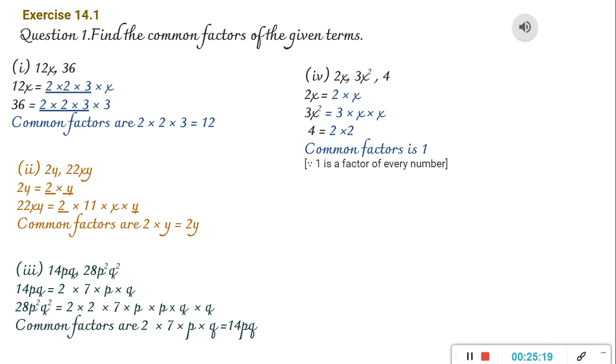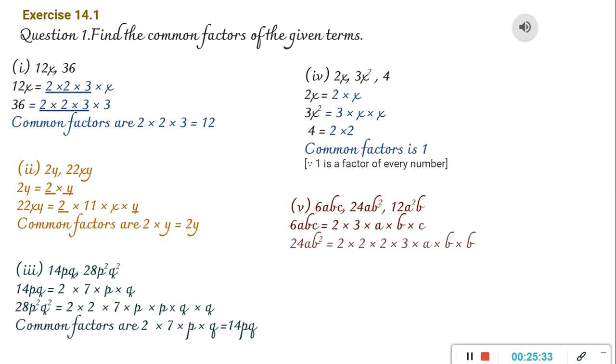Now question number 5. 6abc, 24ab square, 12a square b. 6abc, that is 2 into 3 into a into b into c. 24ab square is 2 into 2 into 2 into 3 into a into b square, which means b into b. 12a square b is 2 into 2 into 3 into a square, a into b.